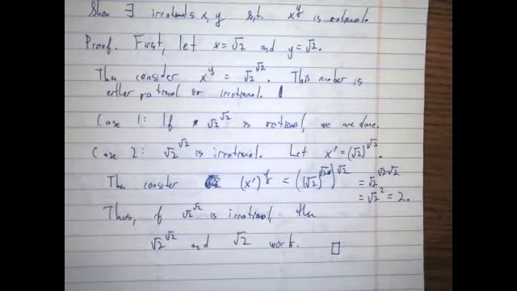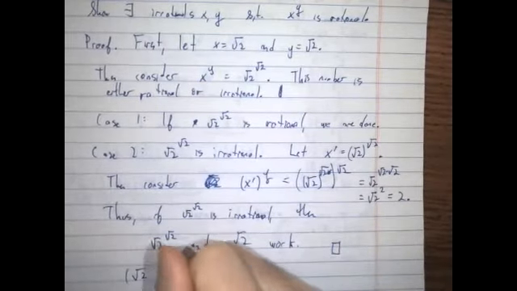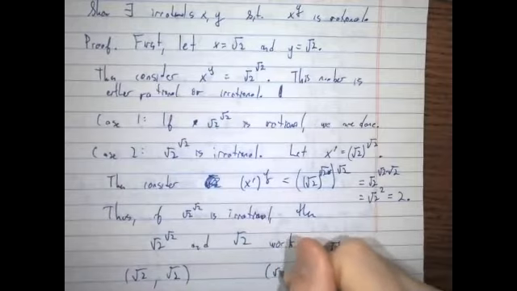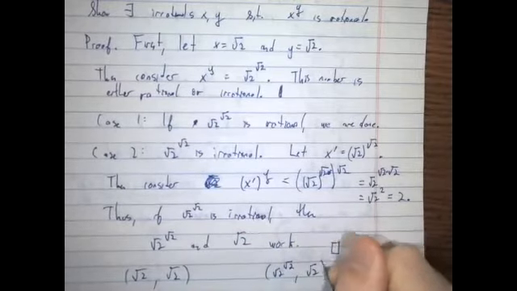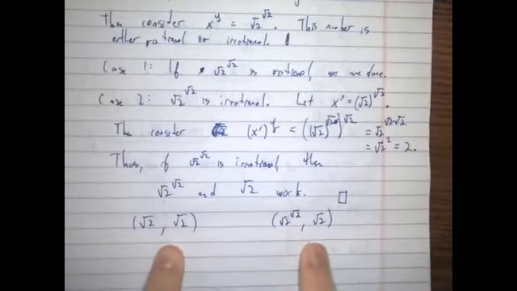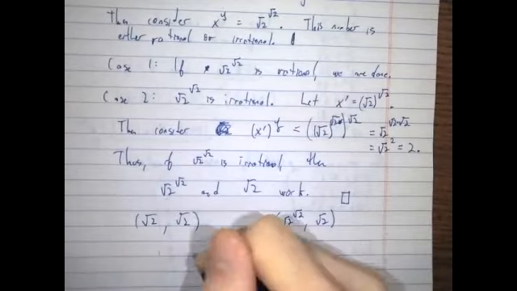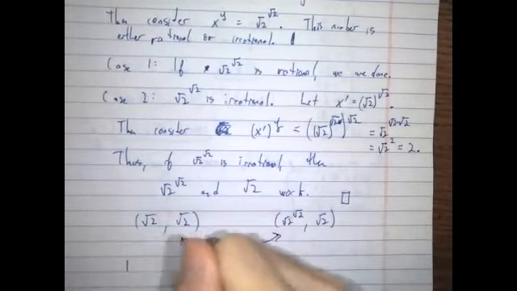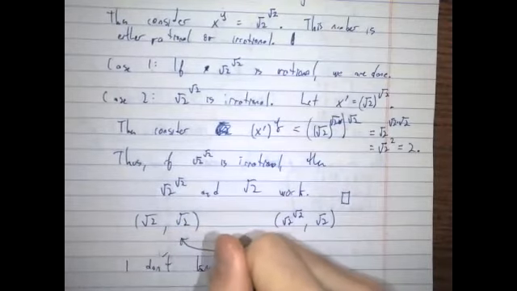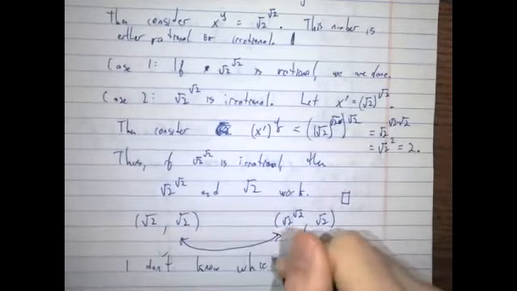Okay. My question to you is, do I know which of these two pairs actually works? There are two options, right? Either square root of 2 and square root of 2, or square root of 2 to the square root of 2 and square root of 2. Yes. The key point is I do not know which of these two is the correct pair. I don't know which pair works.